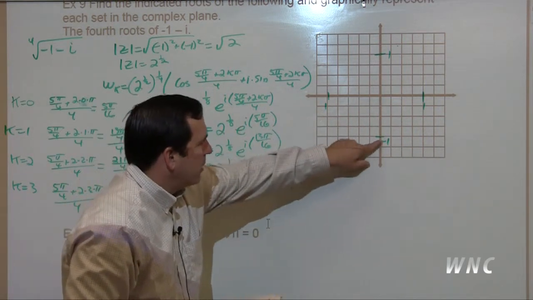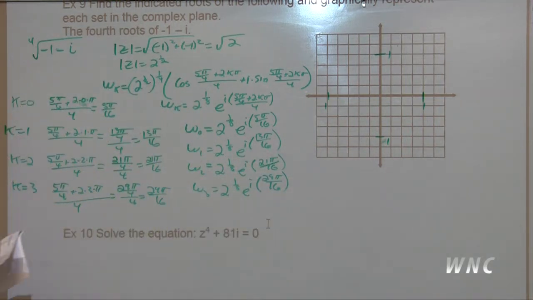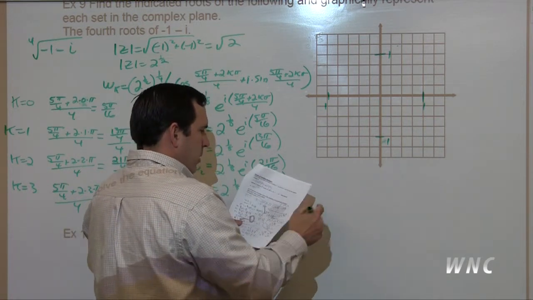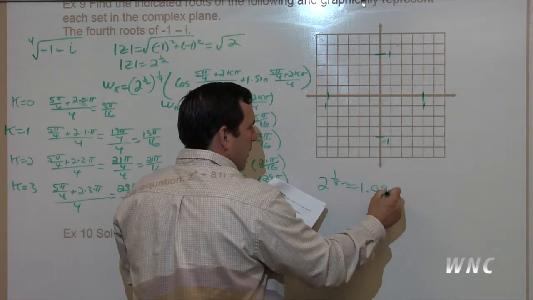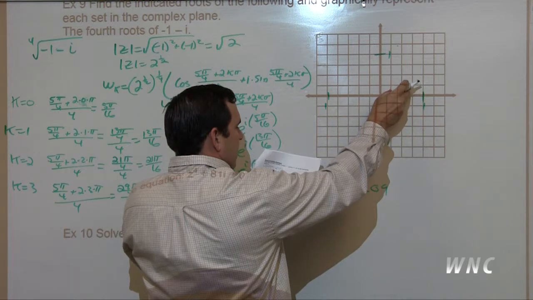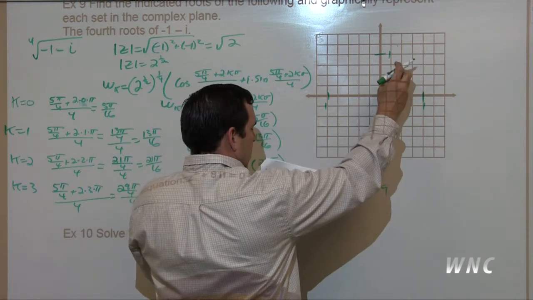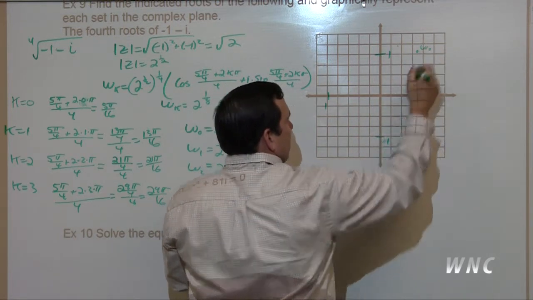In a polar graph, we just have radius being a positive value. So in our first one, W sub 0, 2 to the 1/8 is approximately 1.09. So it means we're going to have an angle of 5 pi over 16, and right about here. This is W sub 0.